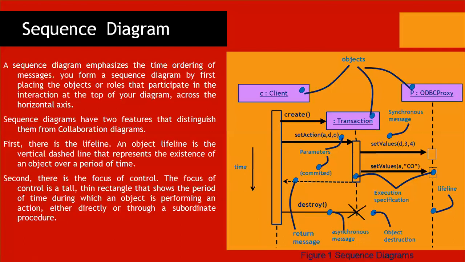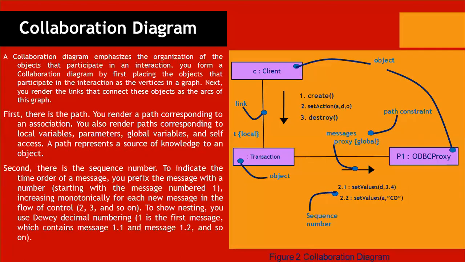Now, coming to the collaboration diagram, a collaboration diagram emphasizes the organization of the objects that participate in an interaction. You form a collaboration diagram by first placing the objects that participate in the interaction as the vertices in the graph.